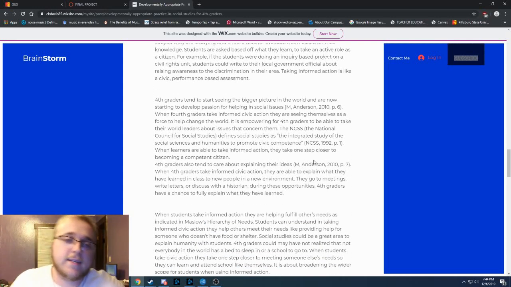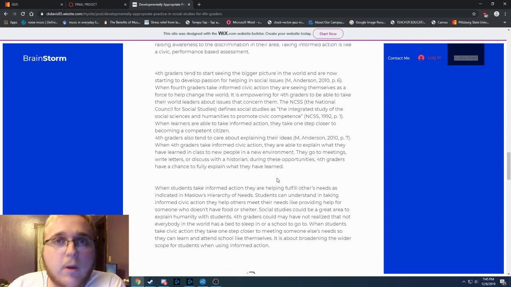So when they take informed civic action, they feel like they're actually impacting something. They're seeing a bigger picture, because this is about the age that they start seeing the world as not perfect. It has some flaws, and when they take informed civic action, it gives them the power in their mind, and it really does give them that power right now to be able to change the world for the better. And that's really the point of social studies: to empower them to not feel helpless, to see a problem and be able to help fix it, and to gather a greater empathy for everyone around them.